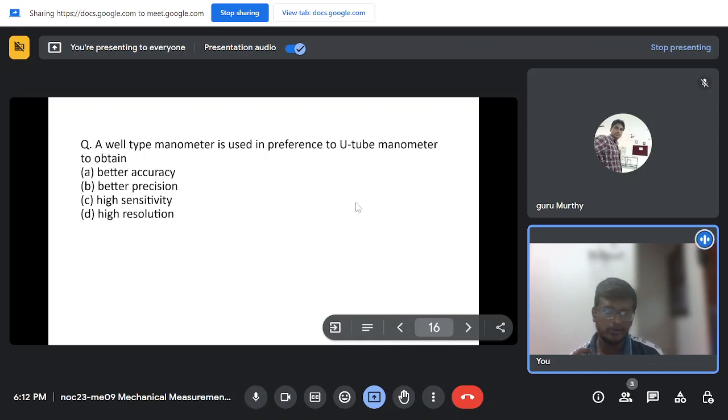If you remember, a well type manometer is similar to the U-tube manometer, but at one end you have a bigger reservoir or vessel, whose area is very large compared to the other end. In the U-tube manometer, you have a U-tube of similar dimension throughout, so the area of cross section remains the same. Here you have a bigger vessel connected to a U-tube. So that's a well type manometer. This is used for higher sensitivity. The area difference will give you a higher sensitivity for measuring the pressure. That's why a well type manometer is preferred compared to the U-tube manometer.